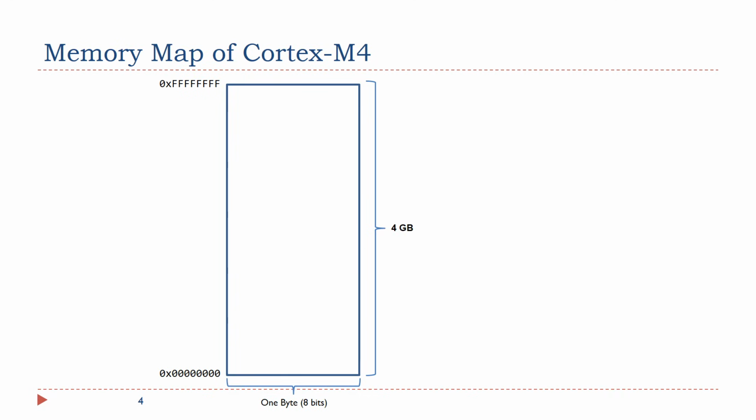Let's quickly review the memory map. The memory address of ARM Cortex-M has a total of 32 bits, supporting 4 GB of memory space. The memory space is divided into 6 different predefined regions. Each region is given for recommended usage.